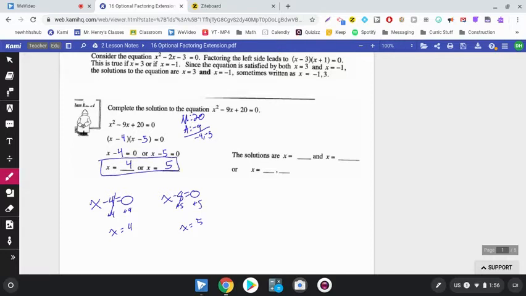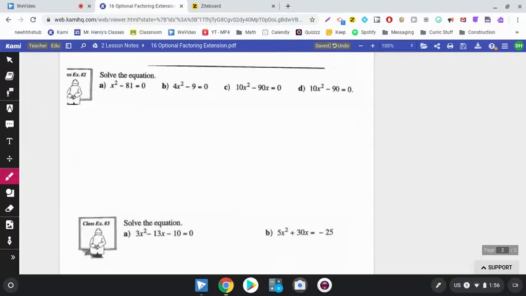Well, there you go. Those are the 2 solutions that solve this quadratic. Those are the 2 x values that satisfy this. X equals 4, x equals 5. And sometimes we can just write our solution as 4, 5, meaning 4 and 5. Okay, there you go. That's solving a quadratic. Let's move on. Alrighty, x squared minus 81 is equal to 0.